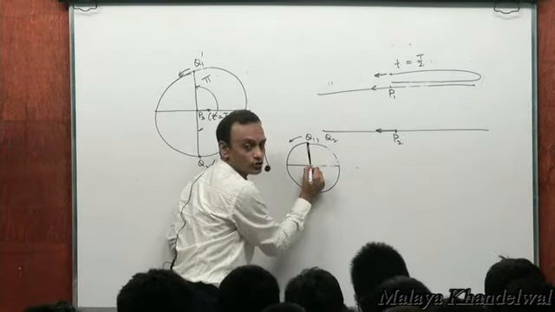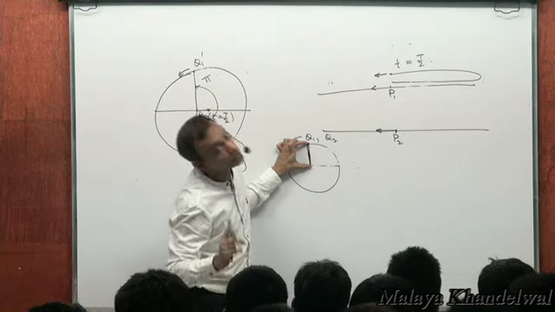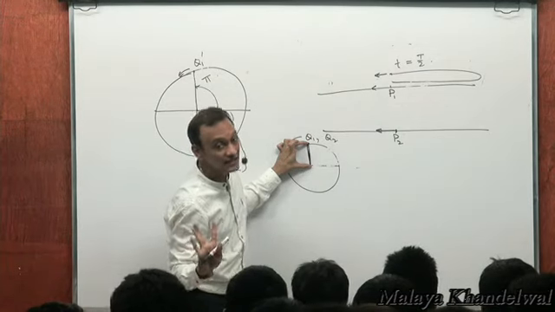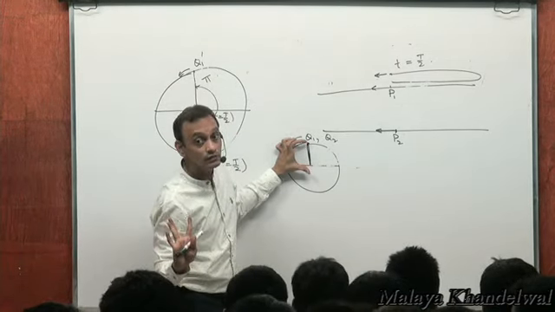Agreed. It has traveled t by 2. But phase difference will still not be pi. It will be 0, or it could be looked upon as 2 pi in this case.